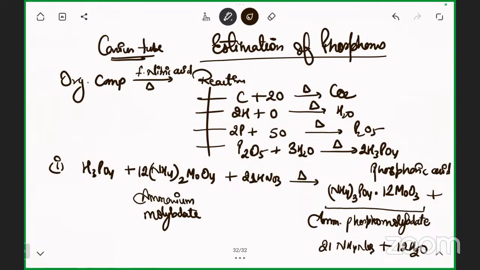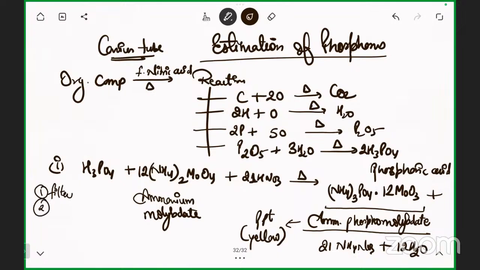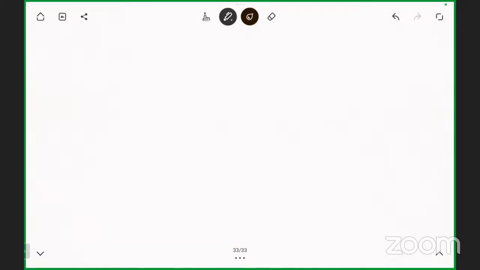This ammonium phosphomolybdate is a precipitate, and the color of this precipitate is yellow. You'll see a yellow PPT formed. When the PPT is formed, first you filter the PPT, second you wash the PPT, third you do the drying, and fourth you weigh it. According to this method we have a calculation, but first I'm telling you the second method.